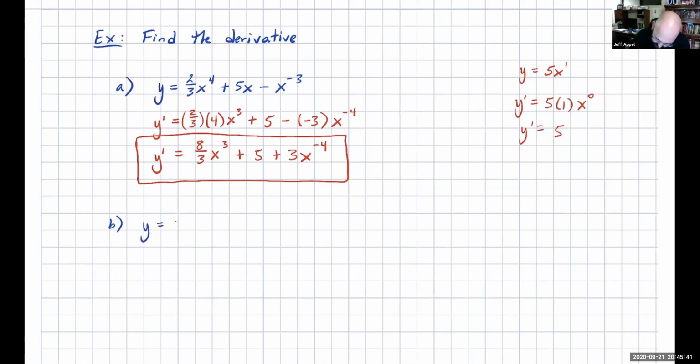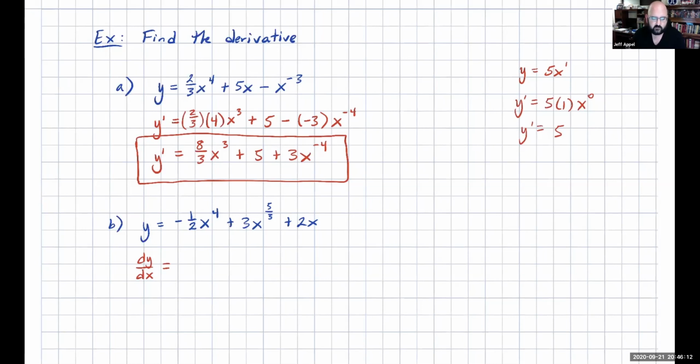Y equals -1/2 x to the 4th power plus 3 times x to the 5/3 power. So that's new. We have a fractional exponent. And then plus 2x. And we want to take the derivative. So let me use a different notation. I'm going to write dy dx this time just to mix things up a little bit. If you really hate that and you want to put y prime, go for it.